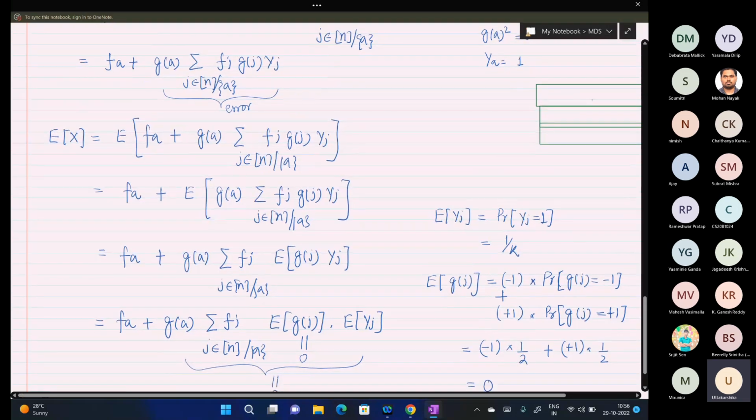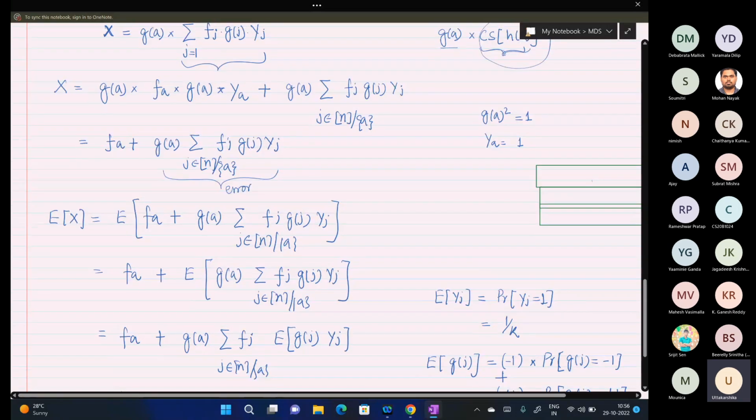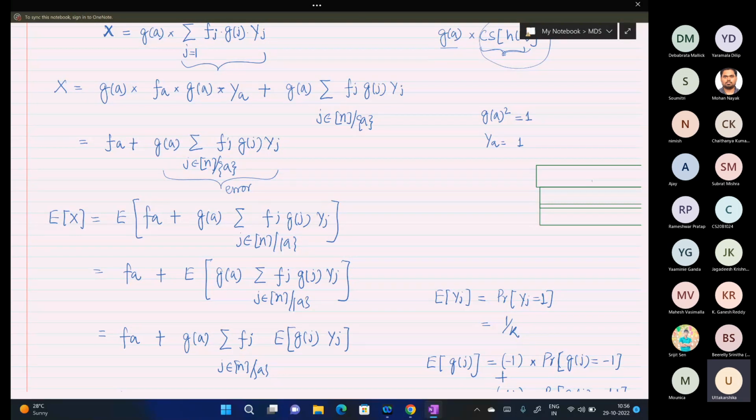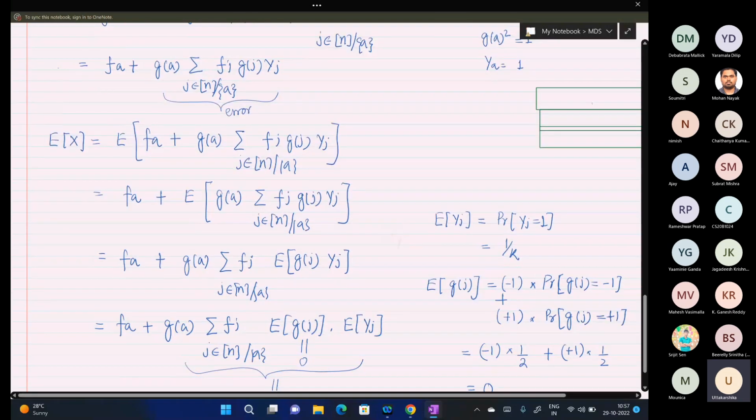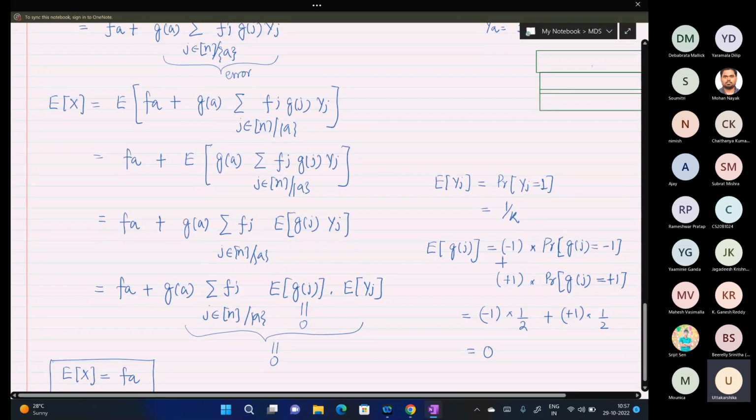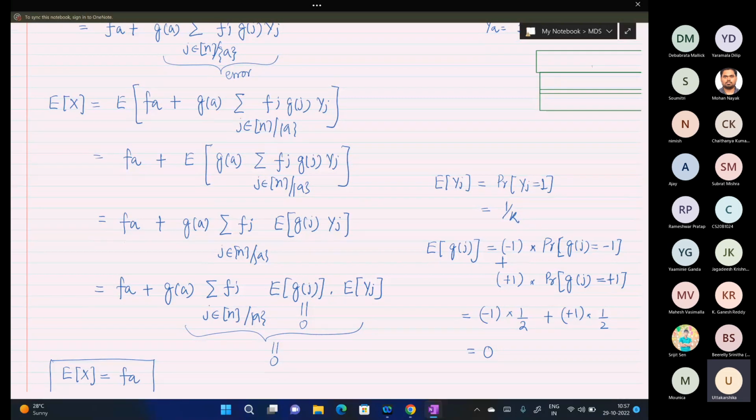this is the error term, right? So this is our estimator X, and FA is the ground truth frequency, and this is the error term, and the expected value of the error term turns out to be 0 because the expected value of GJ is 0. And why is the expected value of GJ 0? Because it takes value +1 or -1 with the same probability.